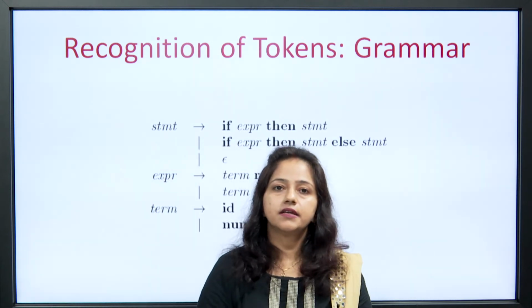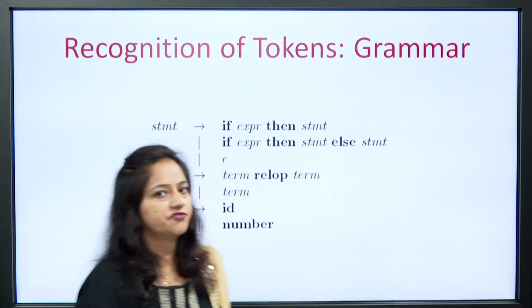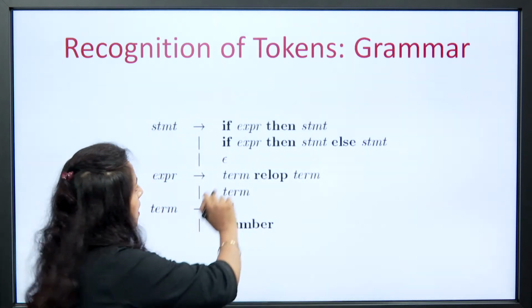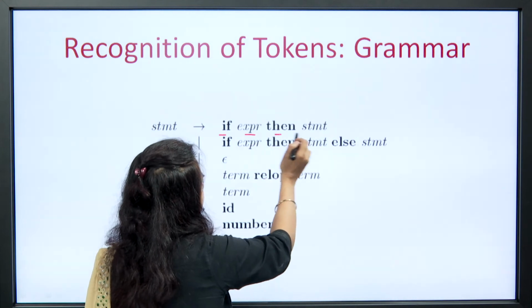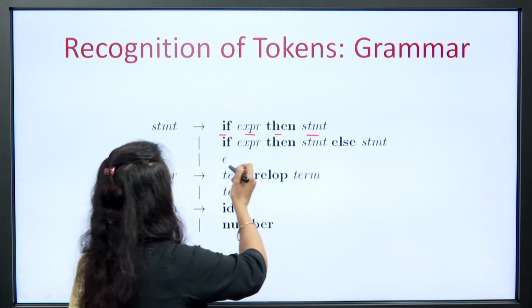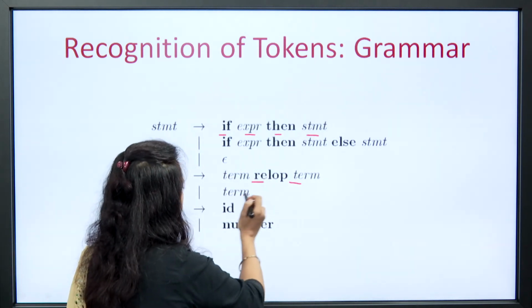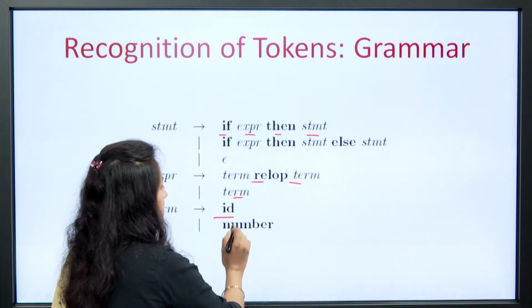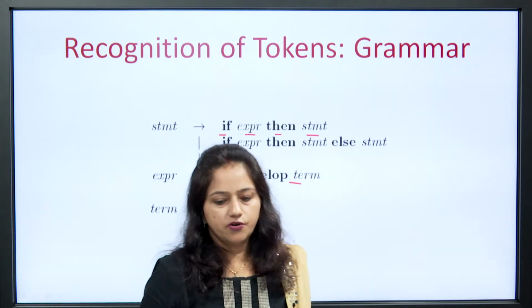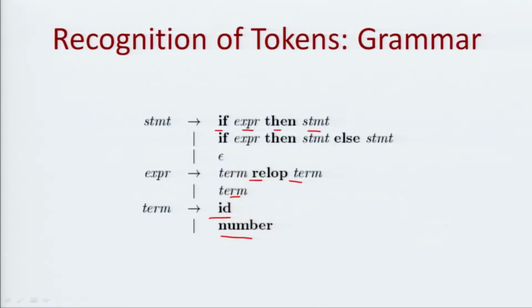Now, next is recognition of token. Here we can write the grammar for statements. For example, this is an if statement, and here we have if expression then statement, and if expression then statement else statement, or null. Expression is term, relational operator, term, or just term. Then term is identifier or number. Actually, we will discuss it in context free grammar, but here we will focus on the tokens.